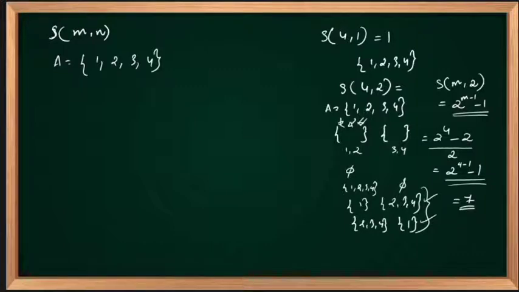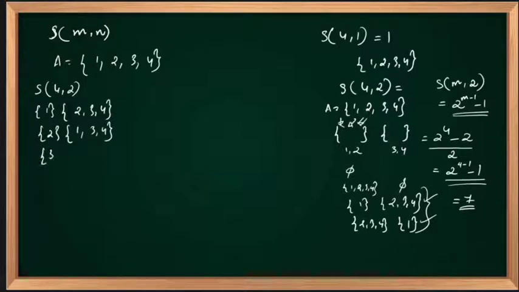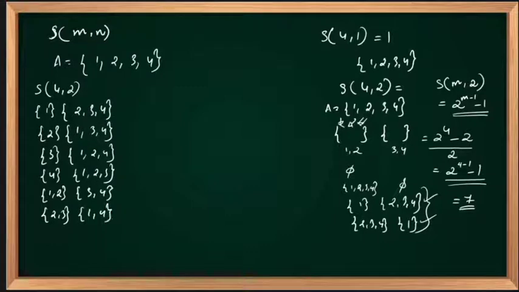Anyway, let me write those partitions. I'm going to write all the partitions of S of 4 comma 2. So I will have {1}, {2, 3, 4}. Then {2}, {1, 3, 4}. I will have {3}, {1, 2, 4}. Then {4}, {1, 2, 3}. Then {1, 2}, {3, 4}. Then {2, 3}, {1, 4}. And {1, 3}, {2, 4}. Okay, so these are the 7 different partitions of a set of 4 elements into two sets.